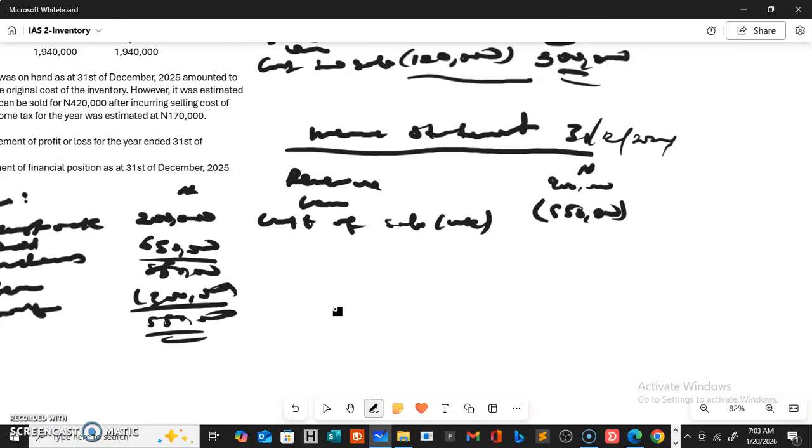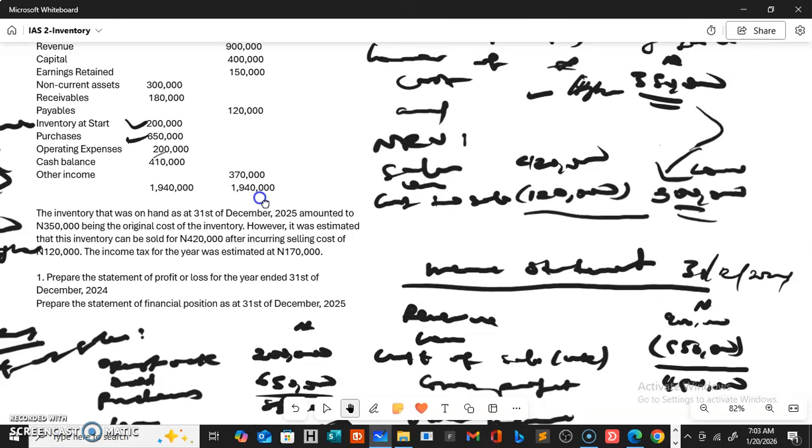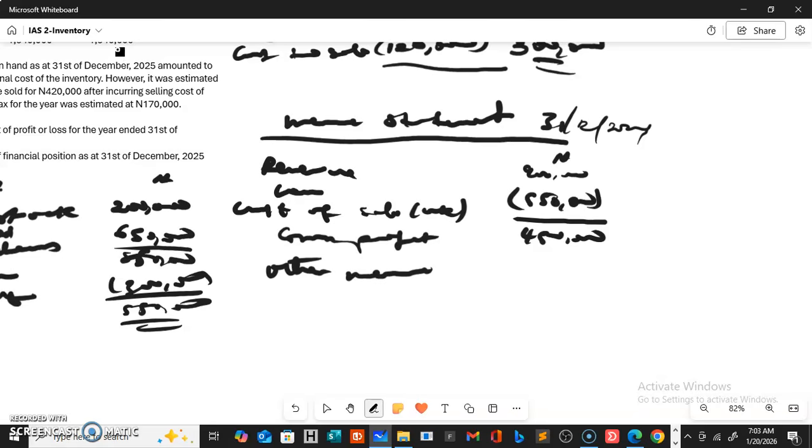So we have 350,000. So our gross profit is 350,000. Okay. So we now have in the question other income. Let's see what we have there. We have other income as 370,000.